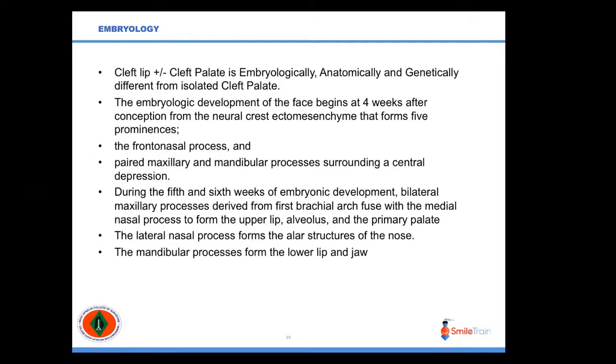Now we come to the embryology. Cleft lip and cleft palate is embryologically, anatomically, and genetically different from isolated cleft palate. So these are two different conditions. The embryologic development of the face begins at 4 weeks after conception, and it starts from the neural crest ectomesenchyme that forms five prominences. These prominences are the frontonasal process and the paired maxillary processes and mandibular processes surrounding a central depression.